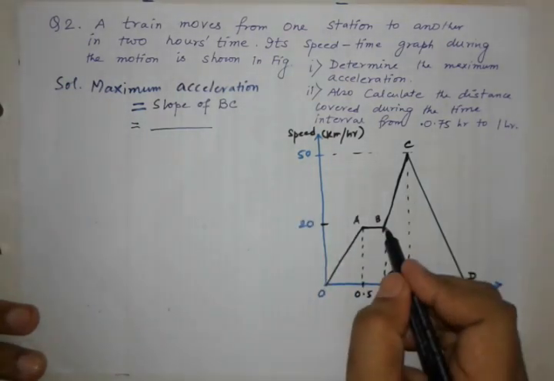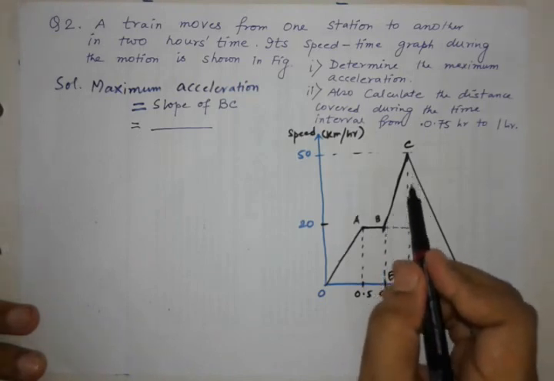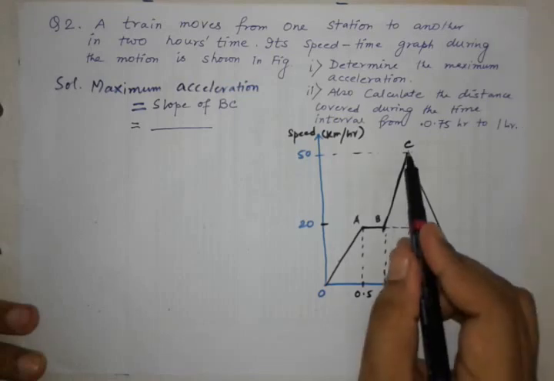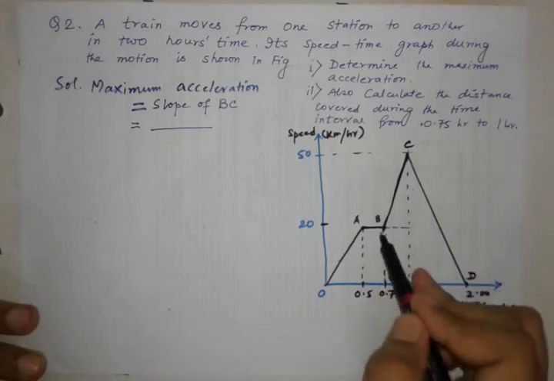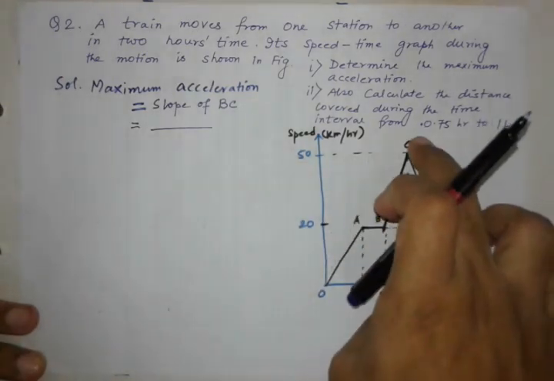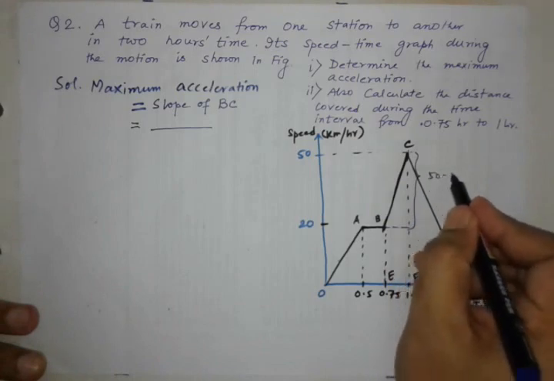To find the slope, you have to find this angle. That means you have to find tan theta. Tan theta means perpendicular by base. If you don't understand tan theta, just remember that to find the slope you have to find this side by this side. So the slope means 50 minus 20. Total is 50, and this one is 20. So this much will be how much? 50 minus 20.